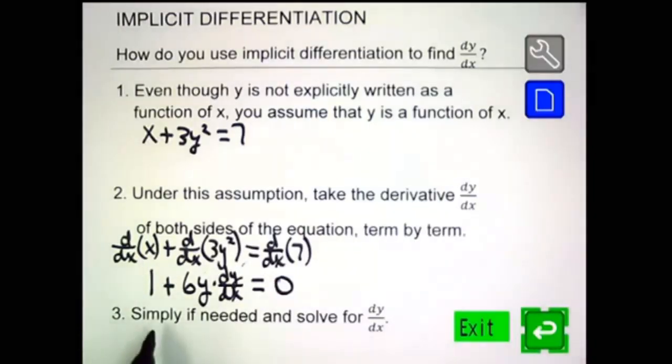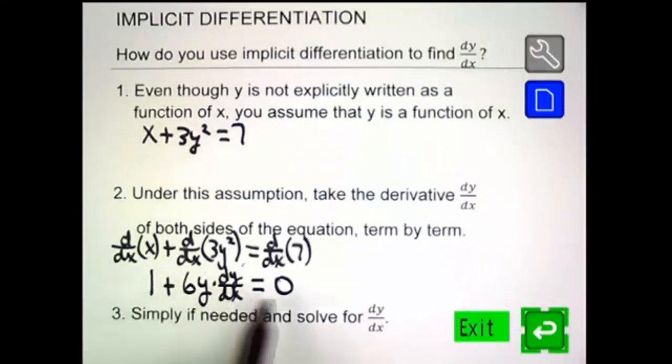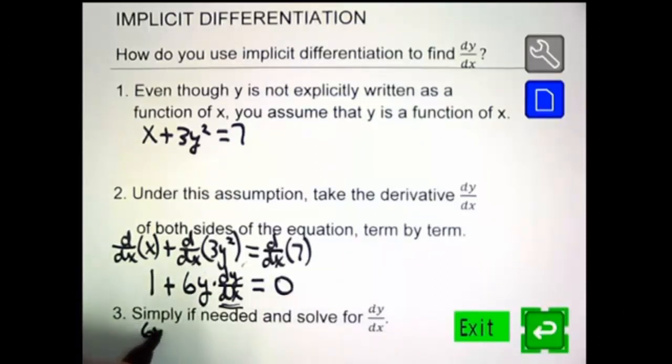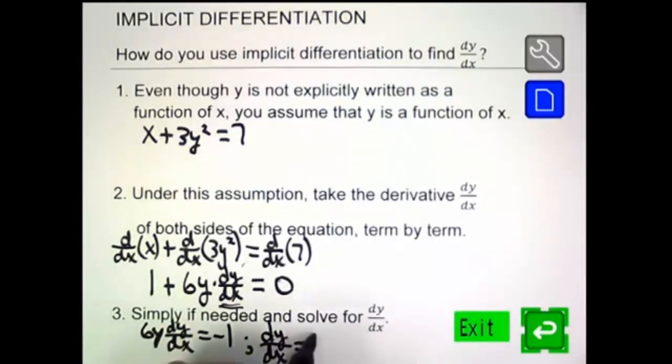And the last step in the process is to simplify this if you need to, and then solve for dy over dx. In other words, get this dy over dx on one side by itself. And that's easy enough because this problem is pretty simple. I just need to subtract 1 from both sides, and I would get 6y times dy over dx is equal to -1. And then if I divide both sides of that equation by 6y, I would get dy over dx is equal to -1 over 6y.